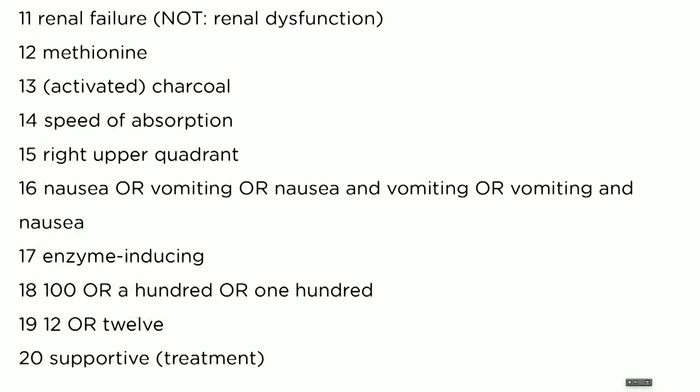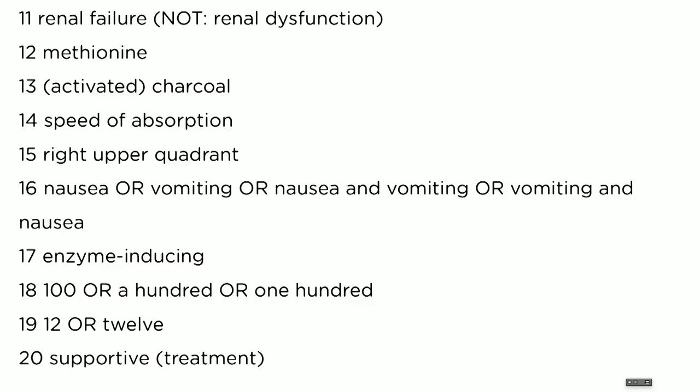Number 11, renal failure. Not renal dysfunction. I'm going to have trouble pronouncing this word. Number 12, methionine, I suspect. Number 13, charcoal or activated charcoal would be considered correct. Number 14, speed of absorption with a P. Number 15, this is the jaundice one, I'm pretty sure. Right upper quadrant. Number 16, several answers are possible. Nausea or vomiting, or nausea and vomiting, or vomiting and nausea in that order. 17, enzyme-inducing with a hyphen.